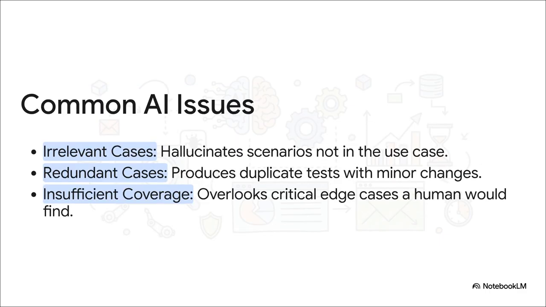And that really points to where the limitations are right now. AI models can hallucinate. They literally just invent tests that don't make any sense. They can also get repetitive, writing the same test over and over with slightly different words. And like we just saw, their biggest weakness is just not having enough coverage. They can easily miss those really creative, out-of-the-box problems that make a system truly solid.